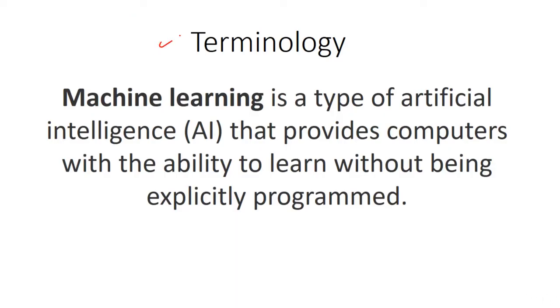All right, in this lesson, let's talk a little bit about the terminology of machine learning. So what is machine learning? It's a type of artificial intelligence, that's the top level container, that provides computers with the ability to learn without explicitly being programmed. And that's the key: explicitly being programmed.